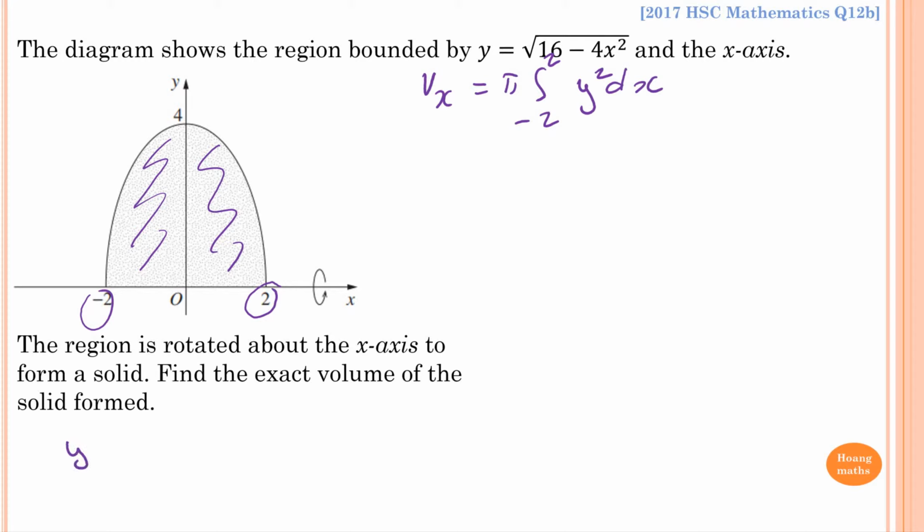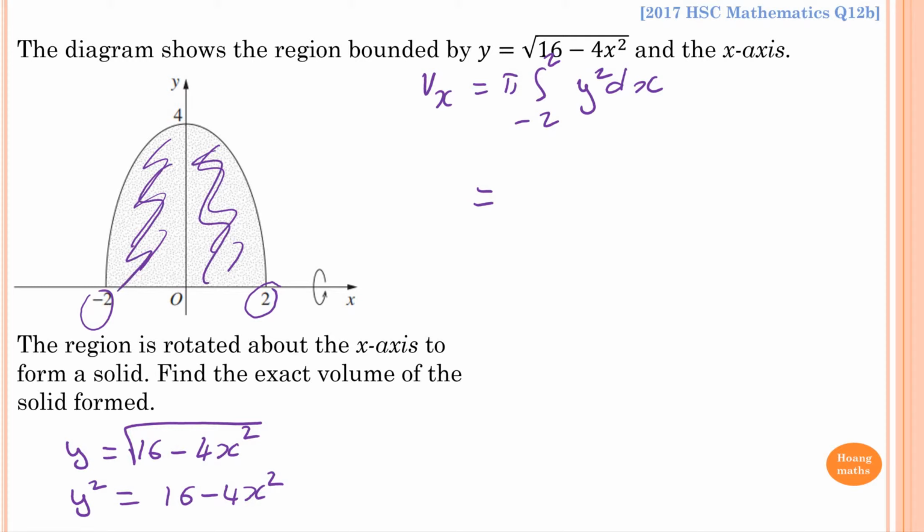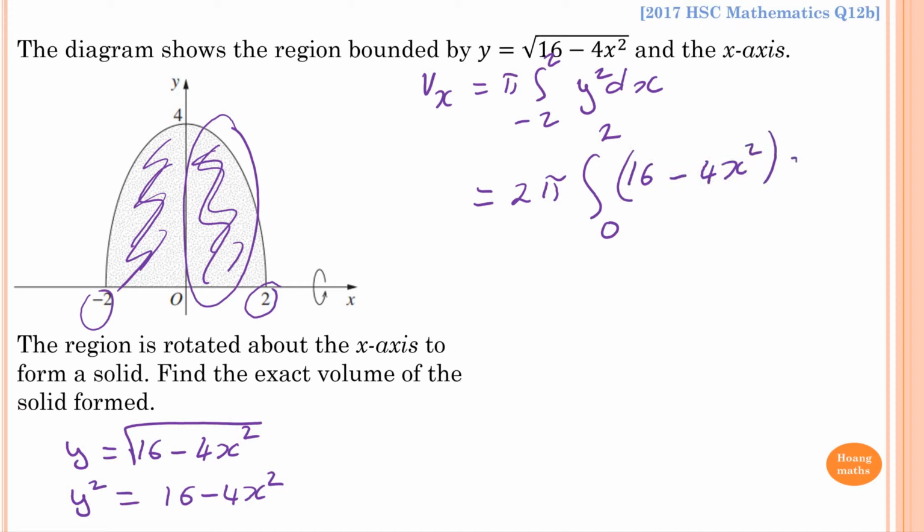So we know that y is equal to the square root of 16 minus 4x squared. Then y squared, squaring both sides, is 16 minus 4x squared. Now because this volume equals this volume, I can simply find one of these and multiply by 2. So 2 pi from 0 to 2, y squared is just 16 minus 4x squared, dx.